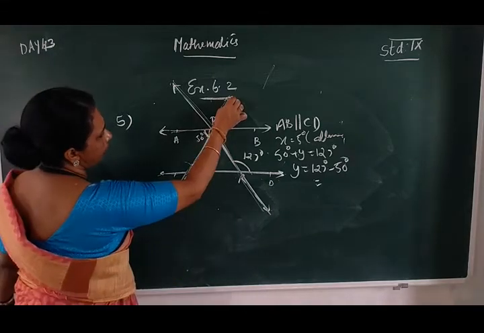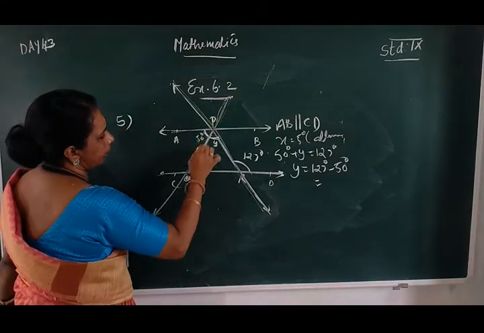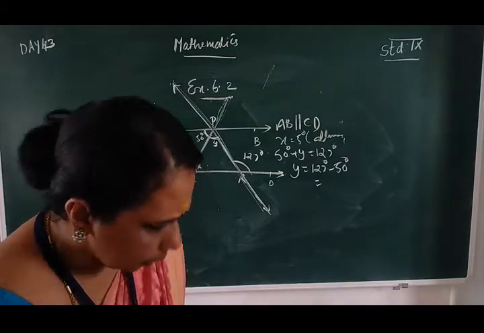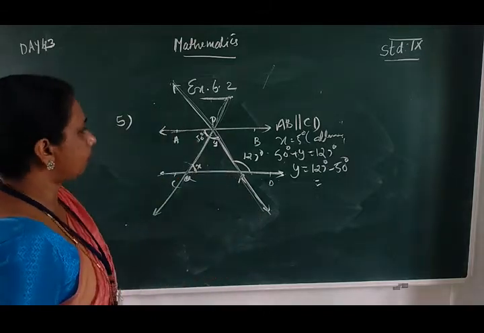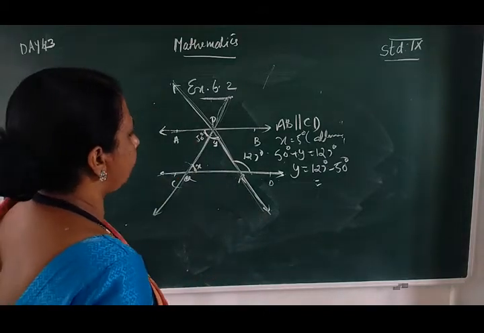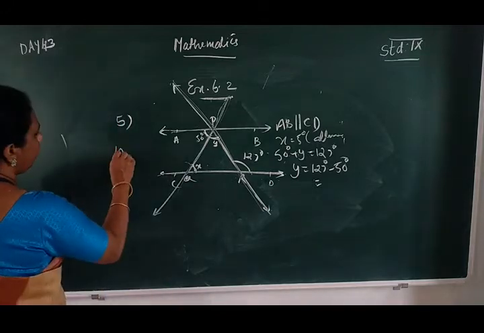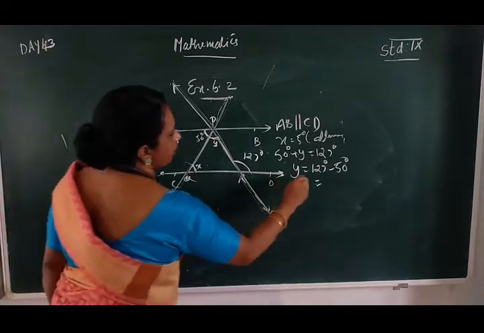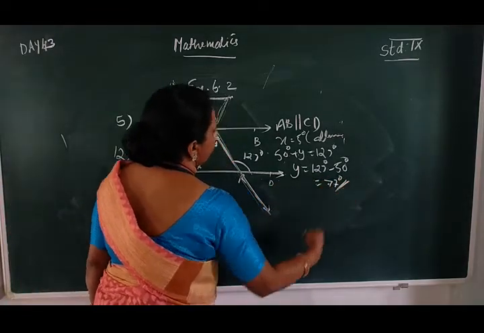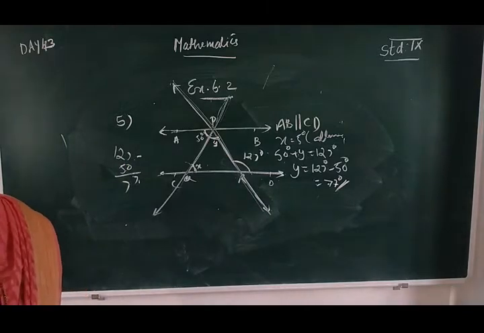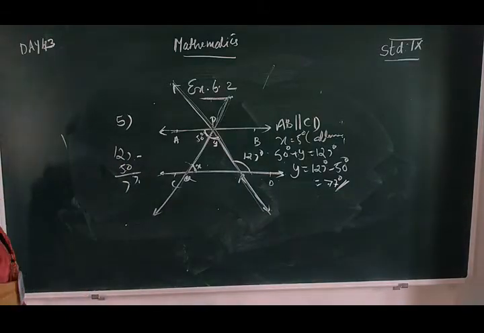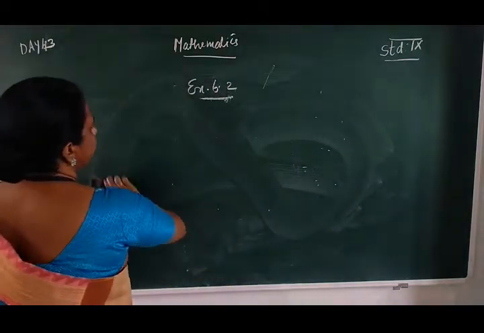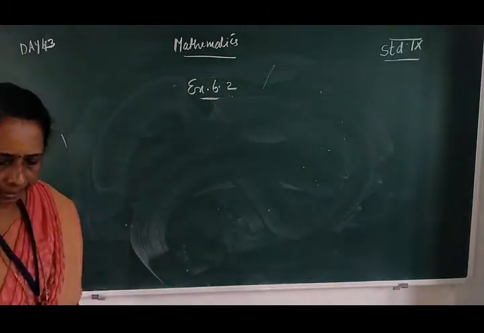Here we are taking the alternate interior angles, that is, 50 is equal to x. Then, 127 degrees minus 50, we will get 77 degrees. Okay, this is also a very easy problem. The next one is the last, the sixth one.